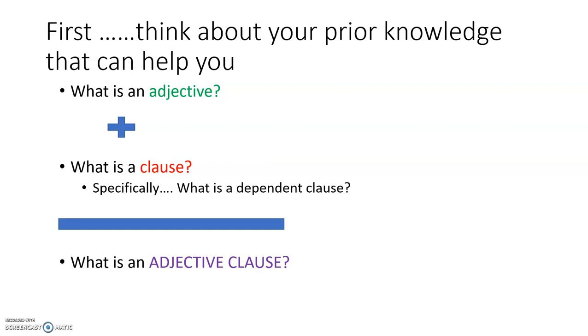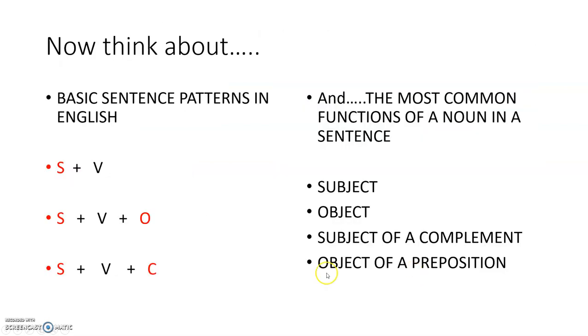Think about what you already know about adjectives, and then think about what you already know about clauses, specifically dependent clauses. And when you add those together, we're going to have an adjective clause. Okay, so you'll see what I mean as we keep going.